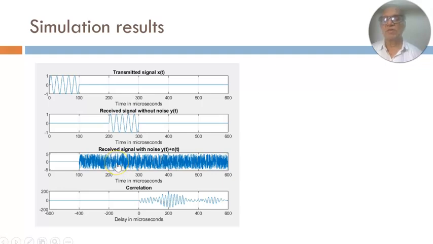That is why we take the correlation of this transmitted signal with the received signal, which is y(t) plus noise, and then delay this. As we keep on delaying this, when the delay becomes equal to 200 microseconds, this will exactly overlap with this signal and correlation with the received signal will be maximum.